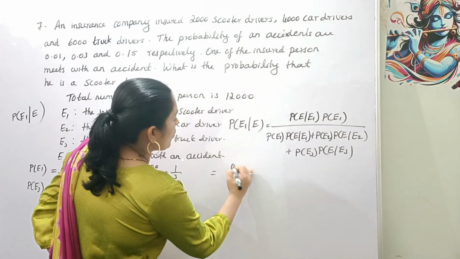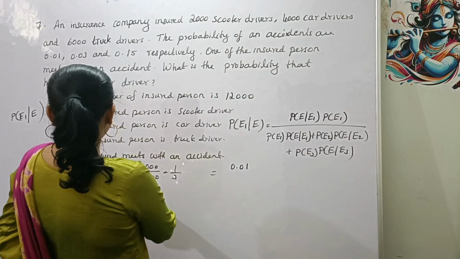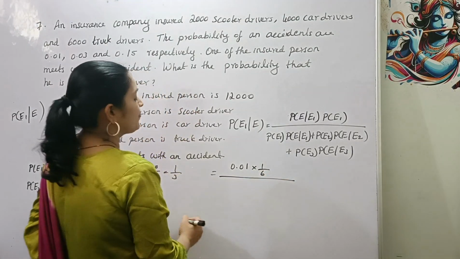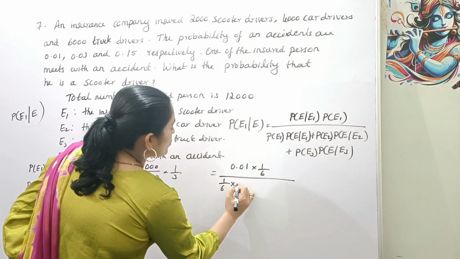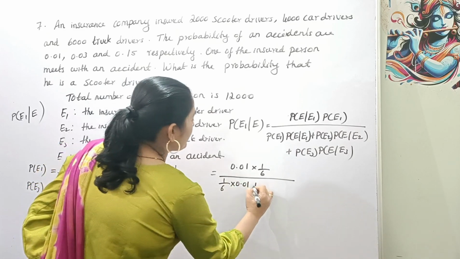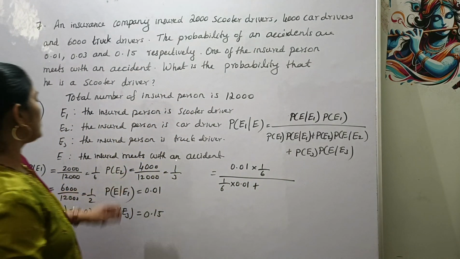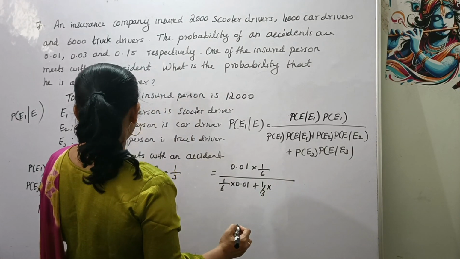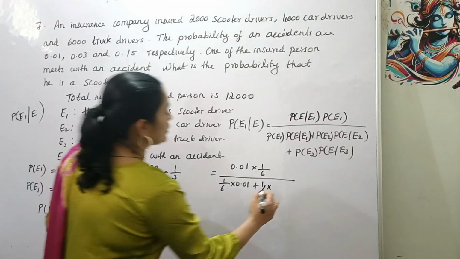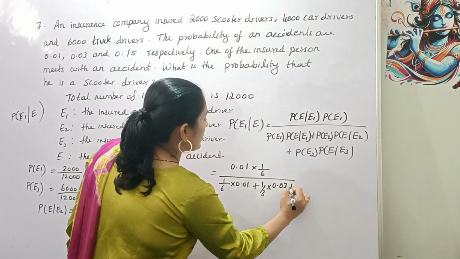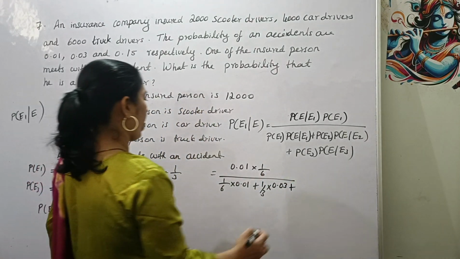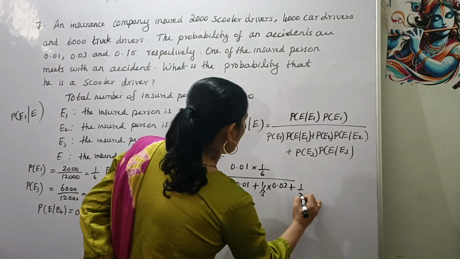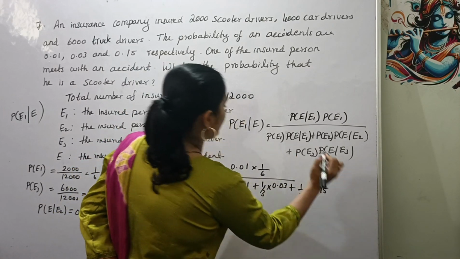That is equal to probability of E given E1, 0.01. So 0.01 into probability of E1, 1 by 6, divided by, here 1 by 6 into 0.01 plus probability of E2, 1 by 3, into 0.03 plus probability of E3, 1 by 2, into 0.15.